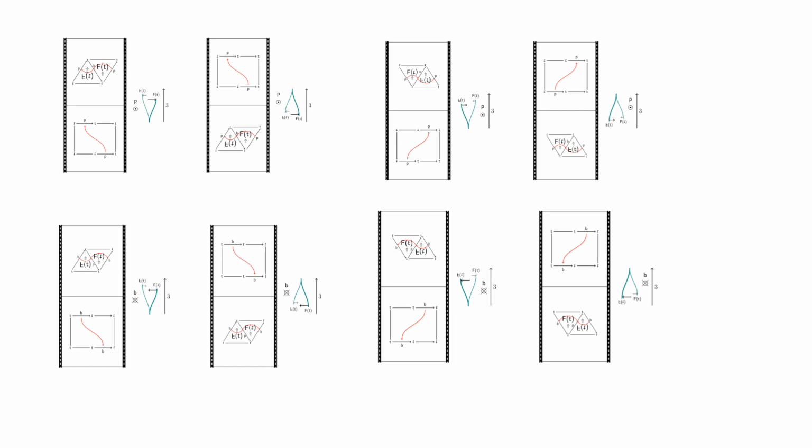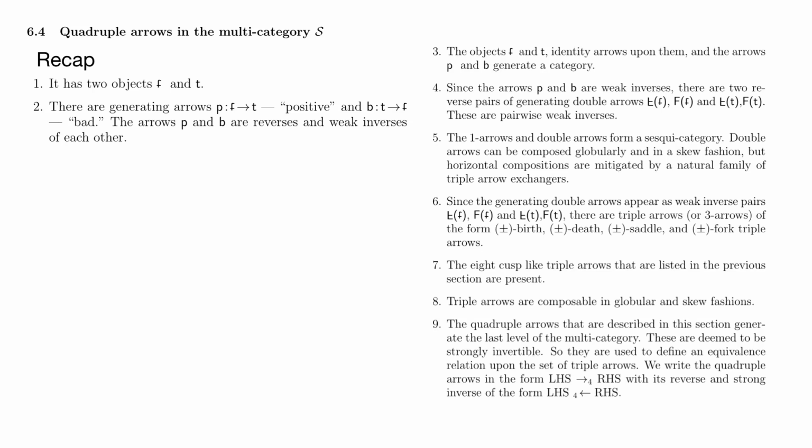They're either birth, death, saddle, fork, or cusps. And so let's recap everything and start talking about quadruple arrows. So we have two objects, F and T. We have generating arrows P and B, and these are reverses or weak inverses of each other. The objects F and T have identity arrows upon them, and the arrows P and B generate a category.